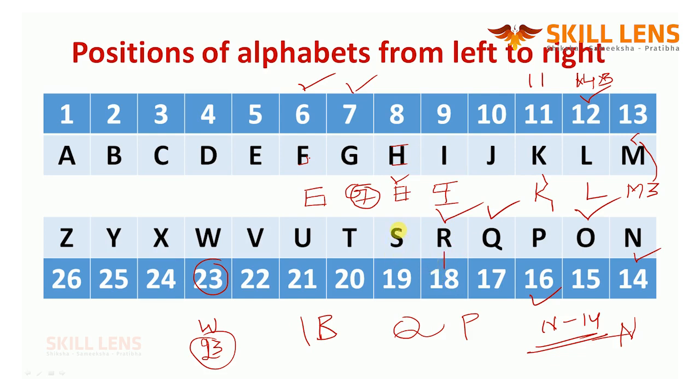Okay, S. Guys, if you close it, it looks like 9 only. If you close S, it looks like what? 9 only. Okay, so the 19th letter is what? S. T we have already seen. So the 20th letter is what? T, in Ijoti.